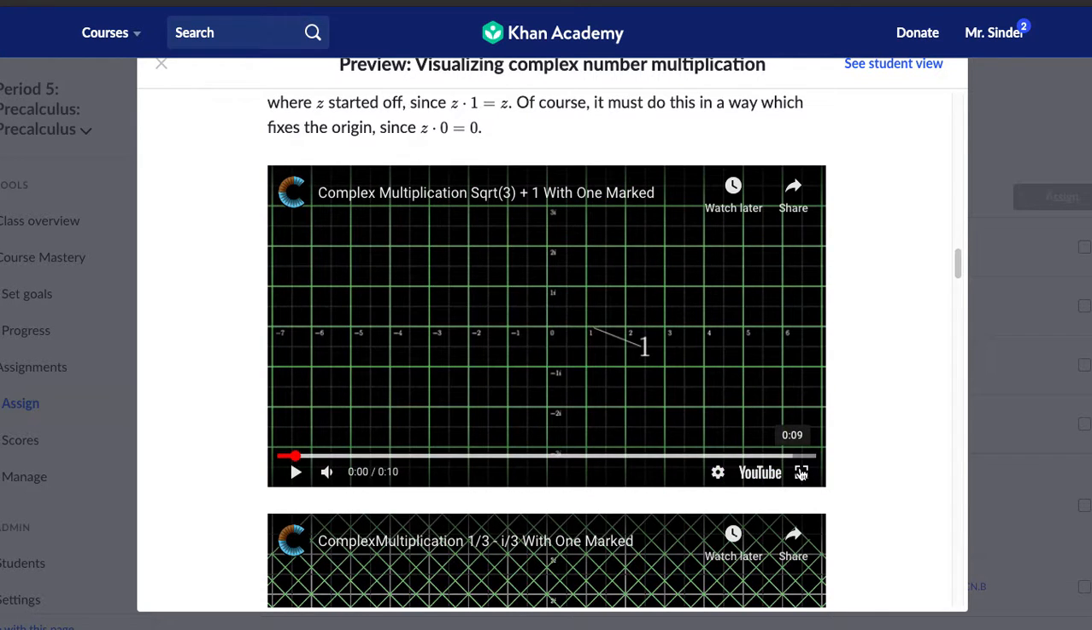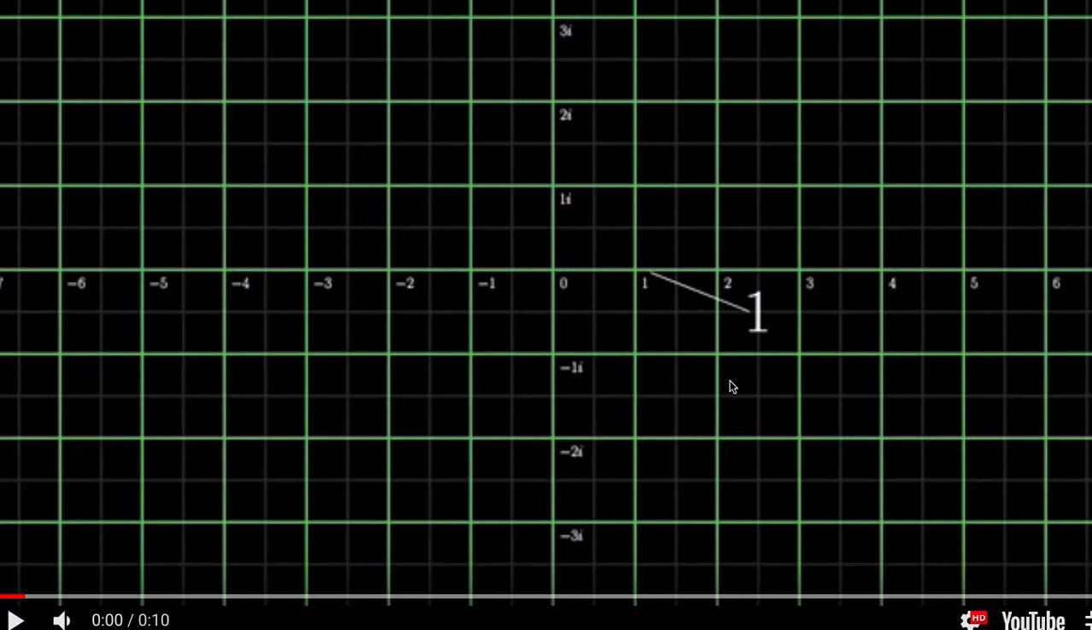Hold on, let's full screen this. So if I mark 1 and I multiply by z, I should end at z. If I mark 1 and I multiply by z, I end at z. Let's check it out.